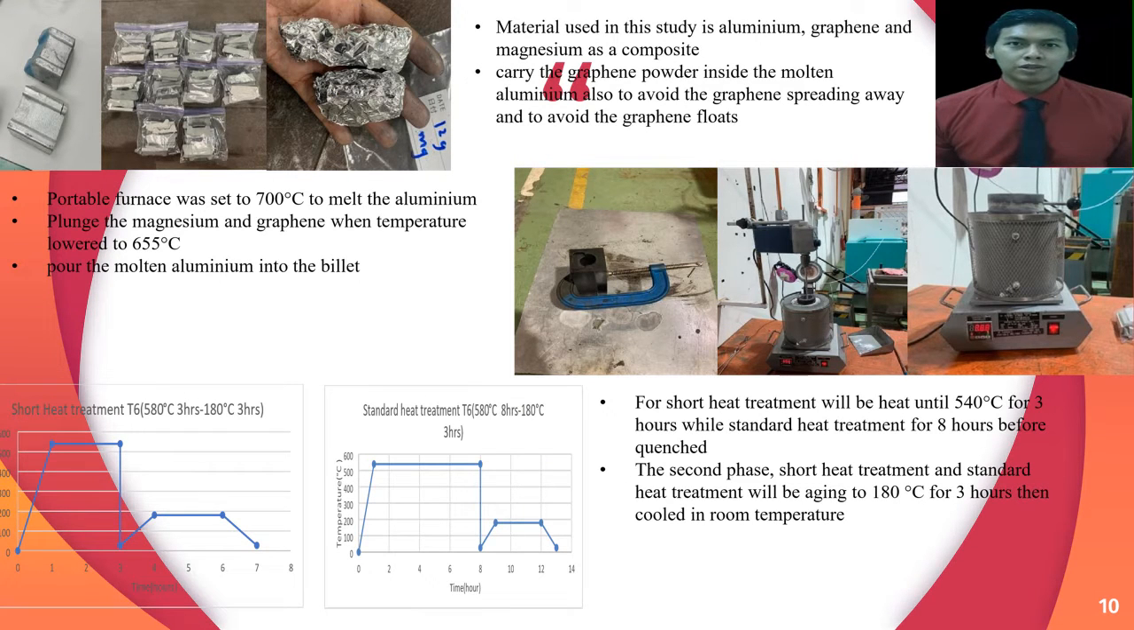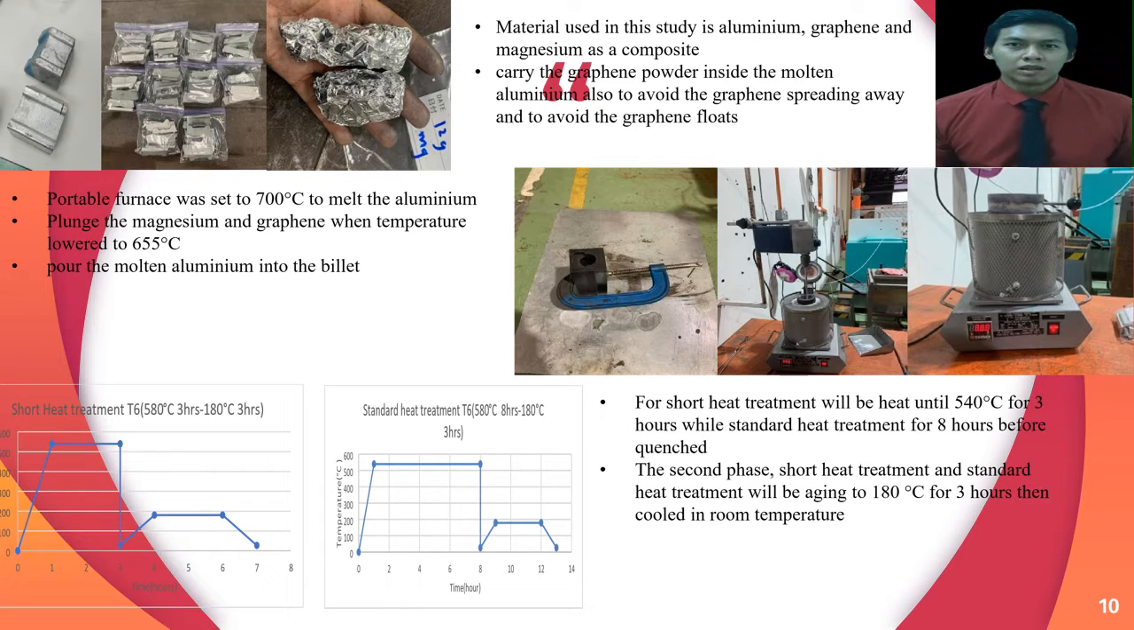For methodology, the first process is to obtain the raw material. Material used in this study is aluminium, graphene and magnesium as a composite. Magnesium carries the graphene powder inside the molten aluminium, also to avoid the graphene splitting away and to avoid the graphene floating. The next process is stir casting. The portable furnace was set to 700 degrees Celsius to melt the aluminium. Then it will plunge the magnesium and graphene when the temperature lowers to 655 degrees Celsius. Then it will be stirred for a few minutes according to the parameter. The molten aluminium will be poured into the billet.